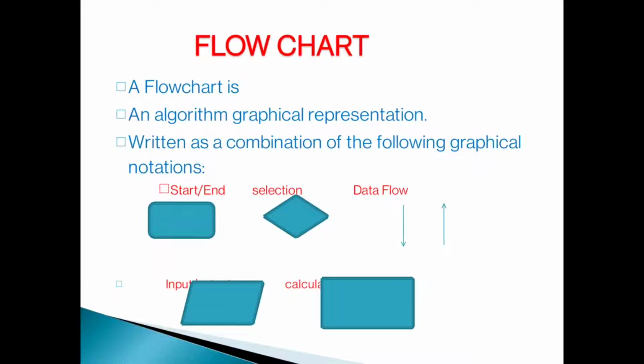And then the second one is the selection box, that is a diamond shape. And the third one is data flow symbols, that is an upper arrow mark and a lower arrow mark. And the fourth one is input output process, that is a rectangular type of shape. And the fifth one is the calculation box. So these are some simple symbols in the flowchart.